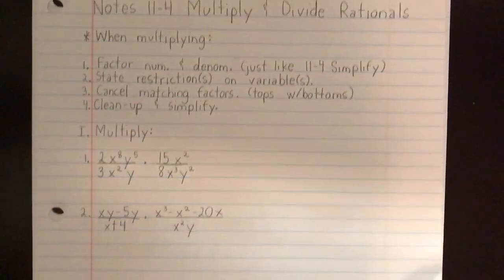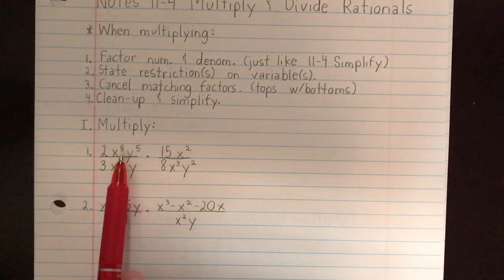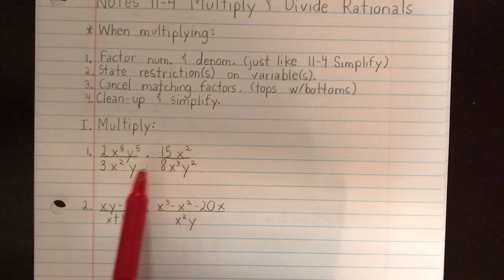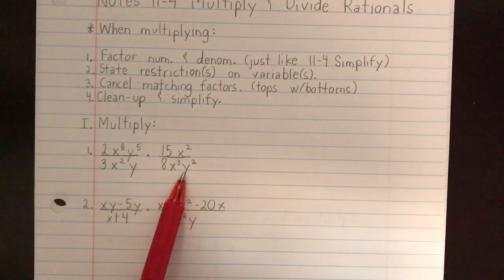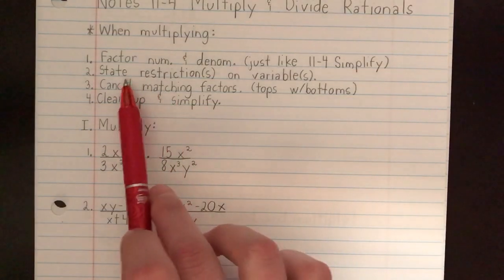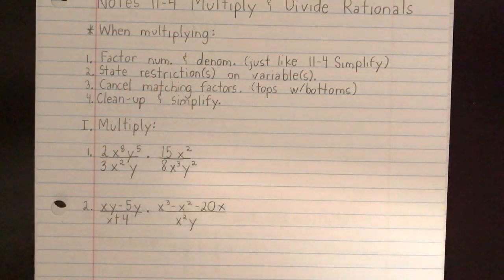So looking at number 1, multiply. So you notice I have a monomial on top, monomial on top, monomial on bottom, monomial on bottom. So nothing can be factored. So that's kind of nice. We go straight to stating the restrictions.